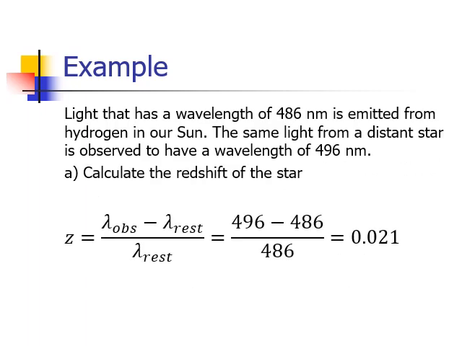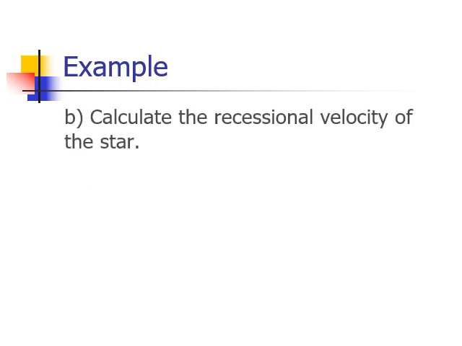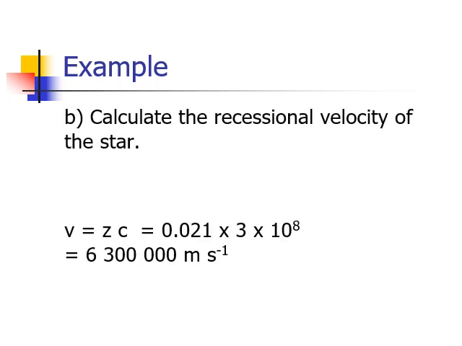Okay, so we just substitute those numbers into our relationship there, and we end up with a redshift of 0.021. Remember, there's no units because it's just a ratio. The recessional velocity: the redshift Z is equal to V divided by C, so the recessional velocity V will be the redshift that we've just calculated multiplied by the speed of light. So that gives us our particular value for how fast this star and the galaxy perhaps around it are moving away from us.